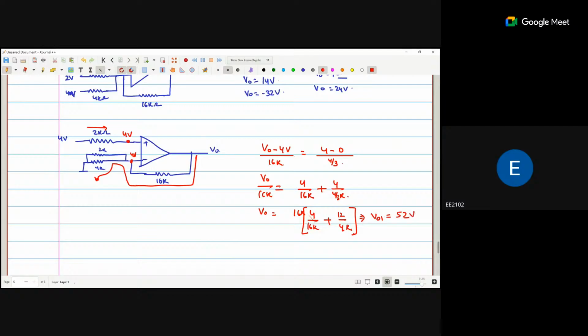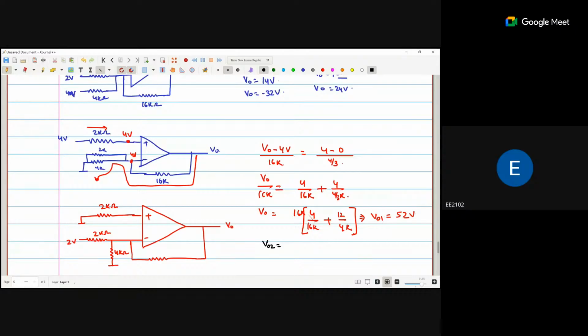Now we apply 2 volts. So this is 2 kilo ohm, grounded, connected with the positive terminal, negative 2 volts, 2 kilo ohm, 4 kilo ohm. This is V naught, so V naught 2.